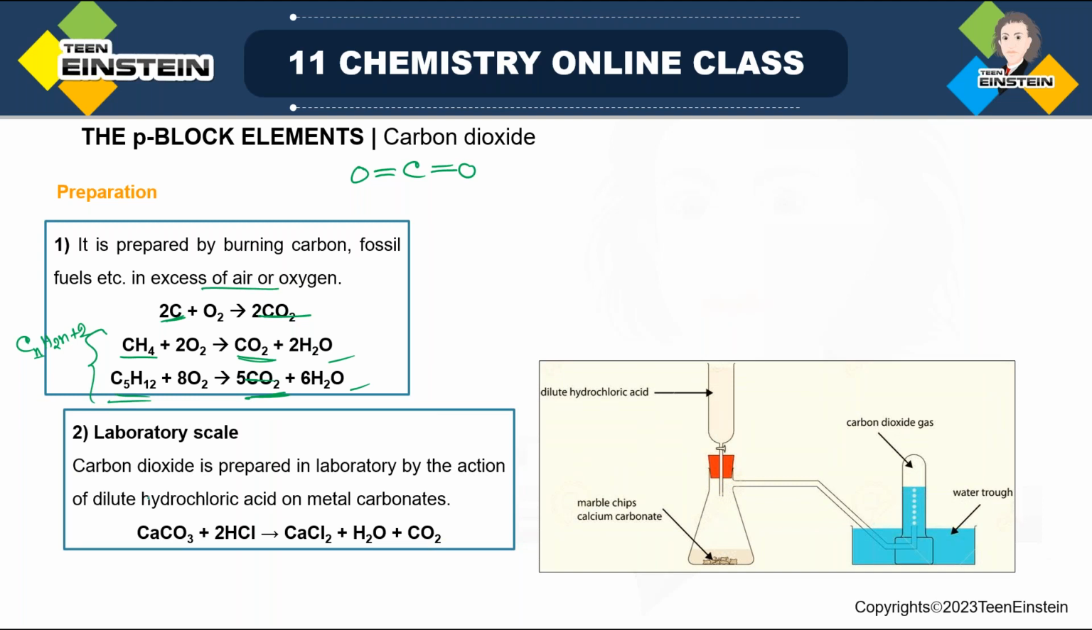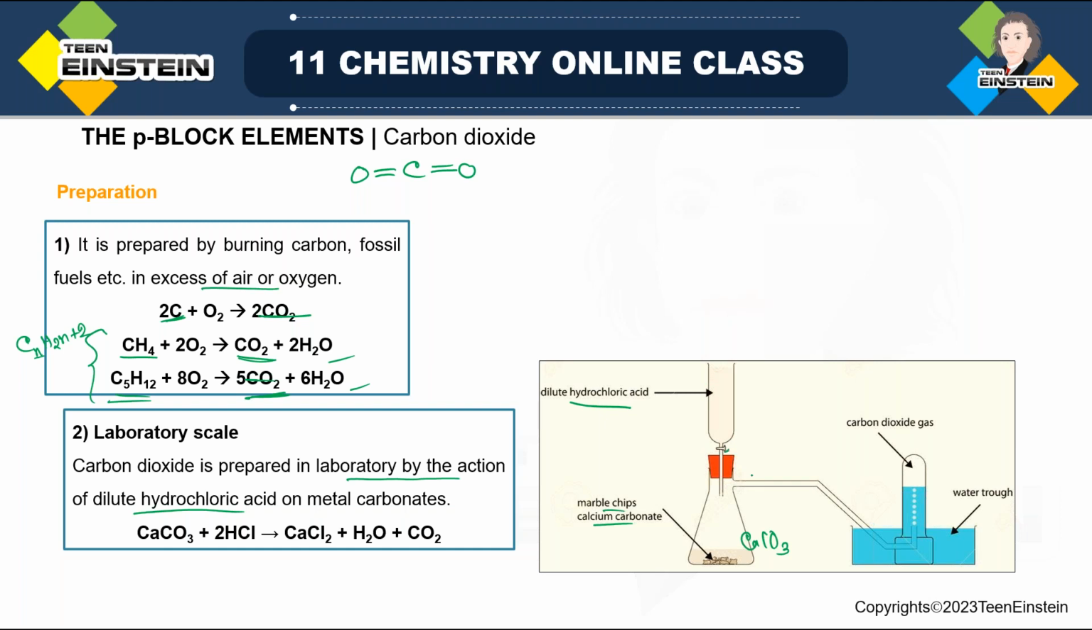On a laboratory scale, that is a small scale, how can we make it? CO2 is prepared in the laboratory by the action of dilute hydrochloric acid on some metal carbonate. Here, if you look at this picture, there are some marble chips, which is nothing but calcium carbonate, taken here, and here we have some dilute HCl.